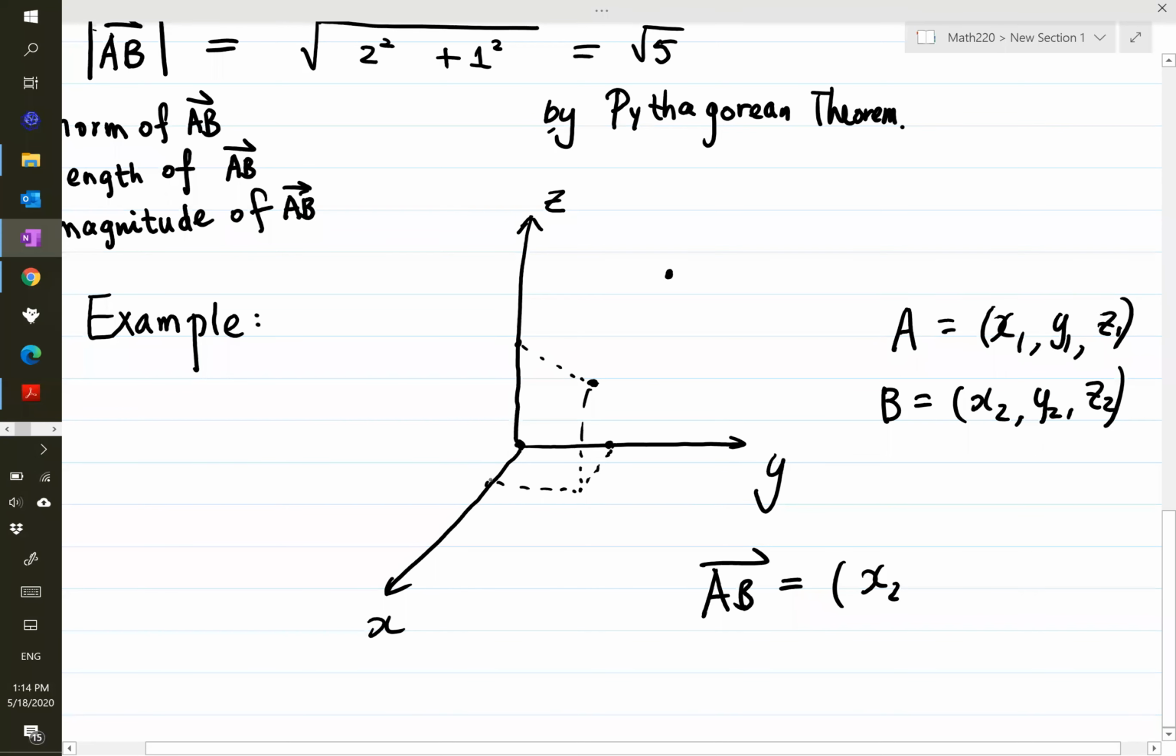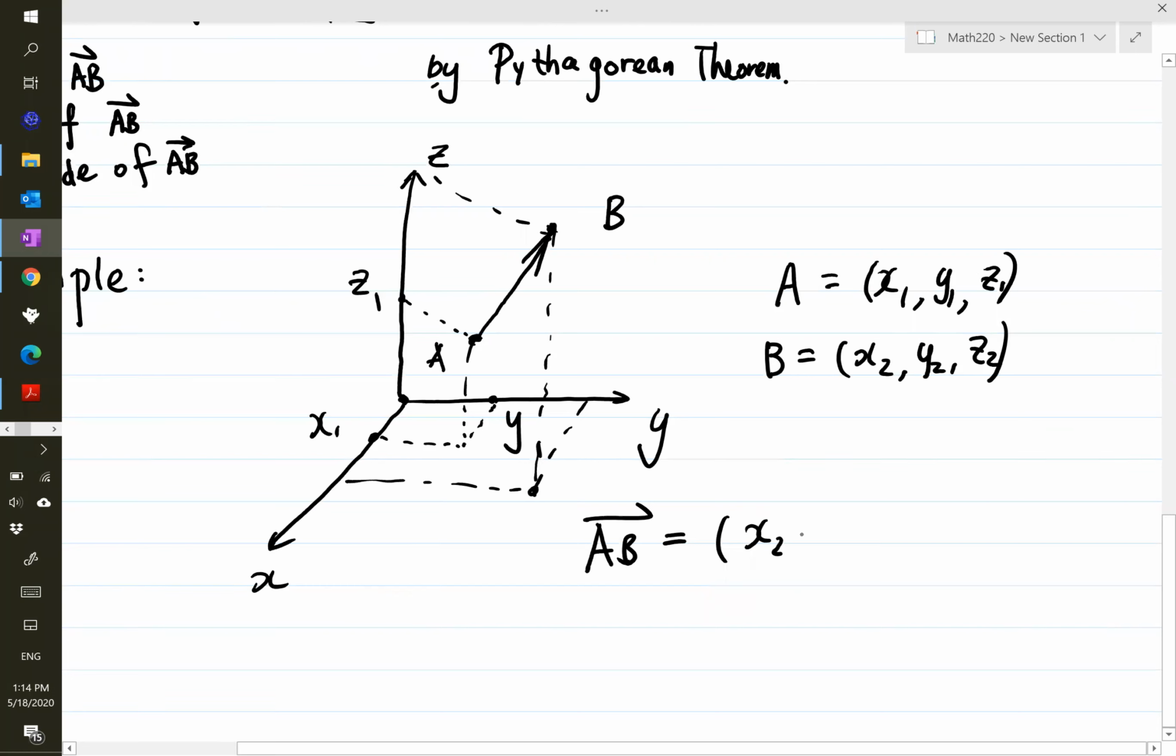This is the x, y, z axes. This is A. Now suppose we have another coordinate B. Suppose we have this projection. This B is here. Then the direction from A to B. Just in short, the coordinate of a vector is head minus tail. Head minus tail. Very easy.